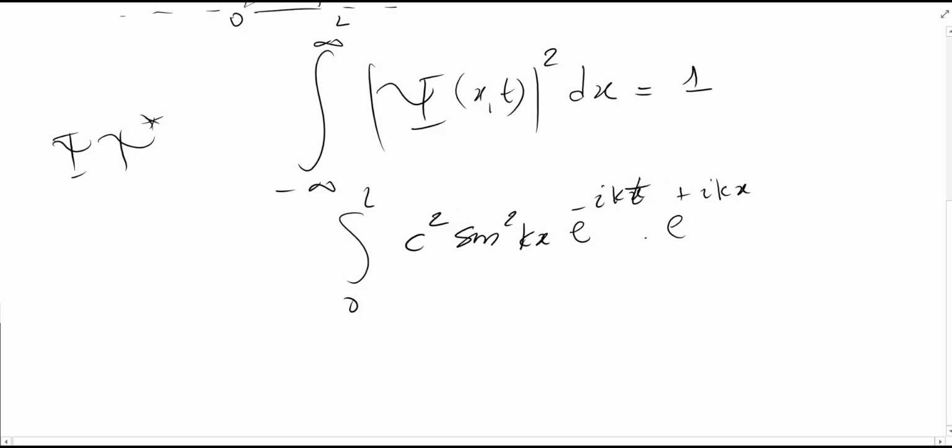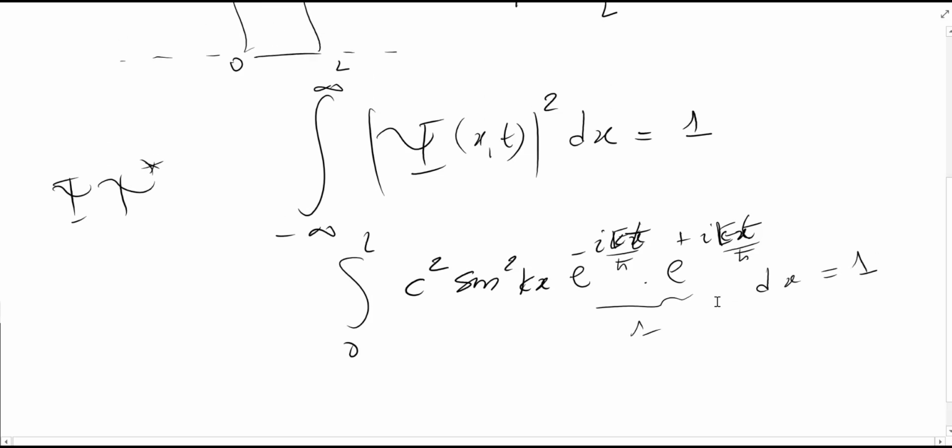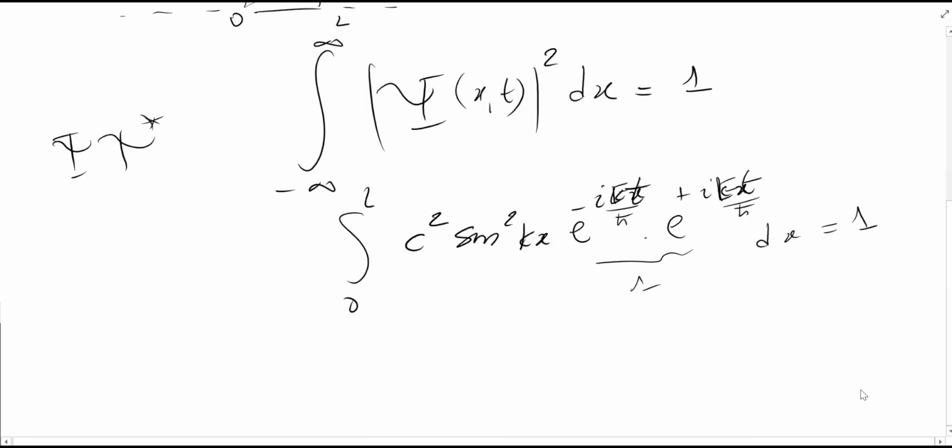Why is it k? It's E t over h bar. Anyway, it's going to become 1, so that's why I really am not worried too much about it. So this whole thing means that we know for sure that the particle exists between 0 and L. So this is the so-called normalization.